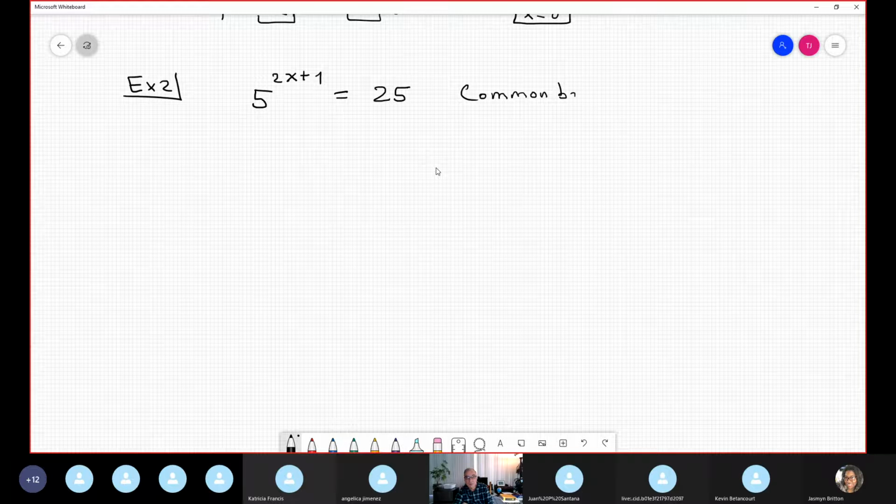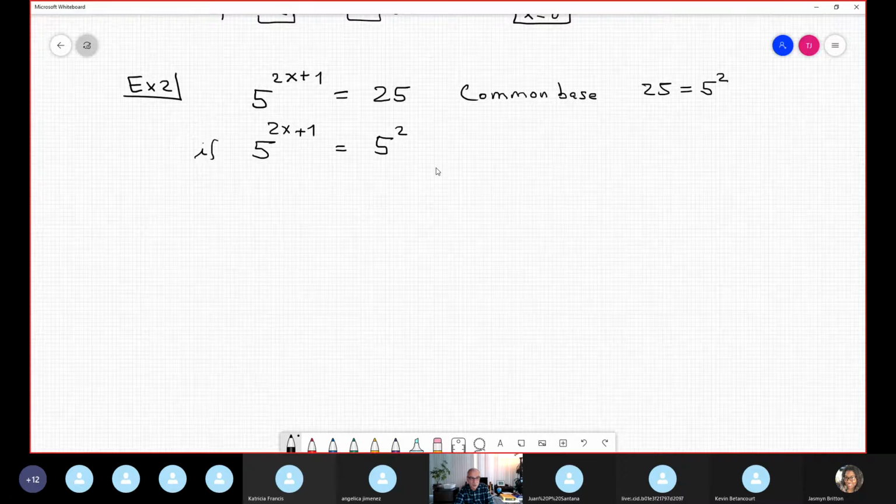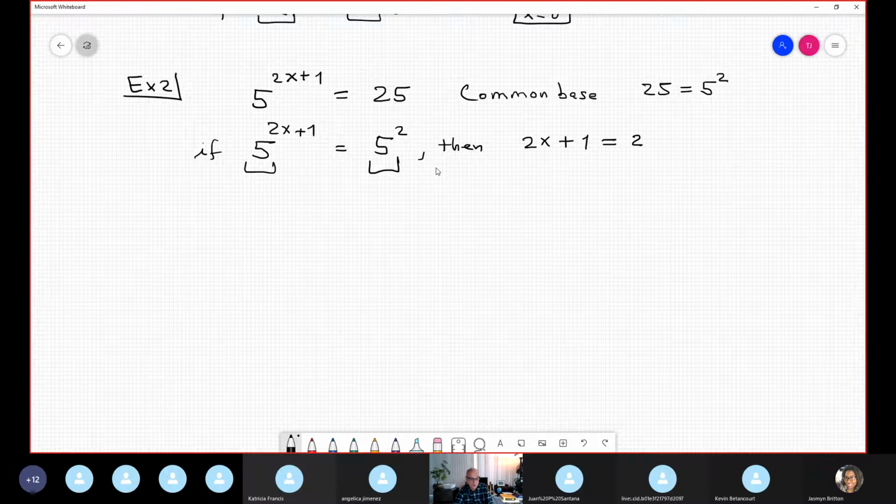What do you believe? 25 equals 5 squared. 5 squared, very well. You replace in the second line, not 25 anymore. It's 5 squared. In this case, you have 2 exponential functions with the same base, therefore the conclusion is the exponent is the same. You copy only the exponent, equal the same, and you solve this super elementary equation.